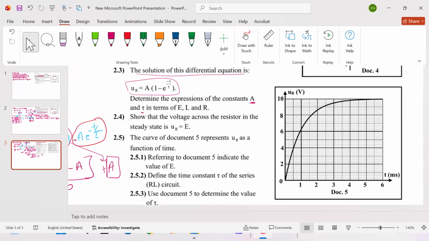Show that the voltage across the resistor in the steady state is UR equals E. So steady state, that means the end of the curve. And obviously I can see that the curve is coming up and it's getting steady and constant at this specific value, which is, if I project it on the y-axis, 10. So it's 10, and simply it's E.